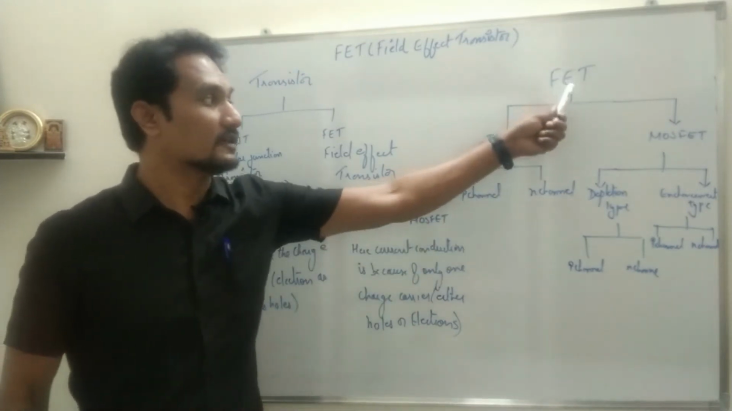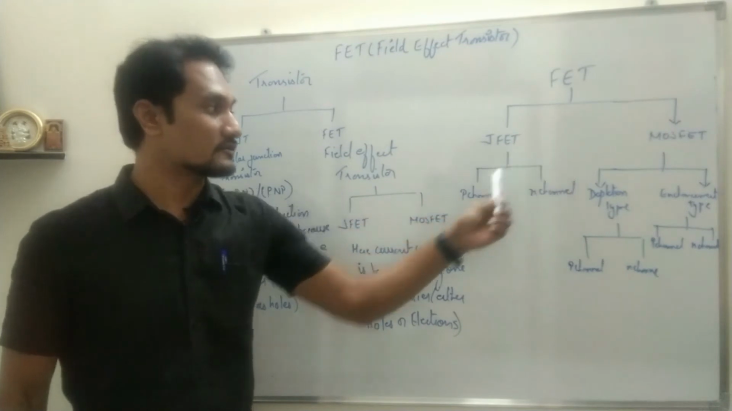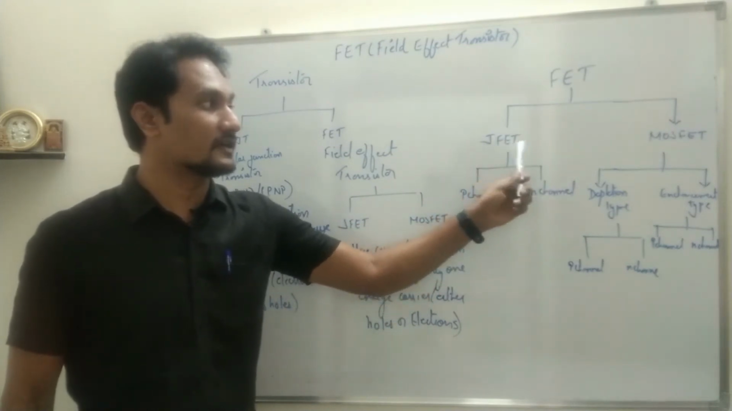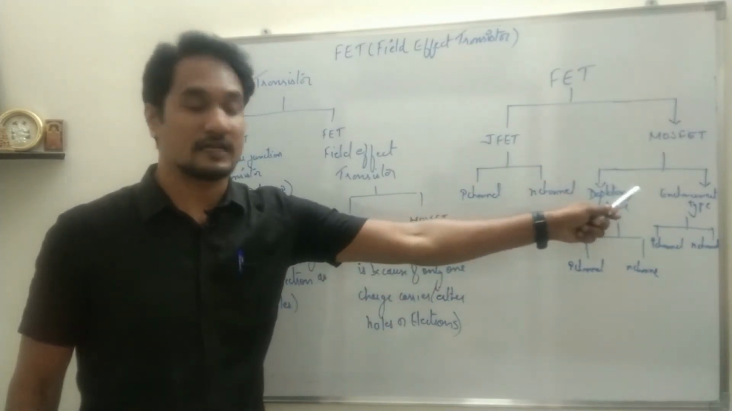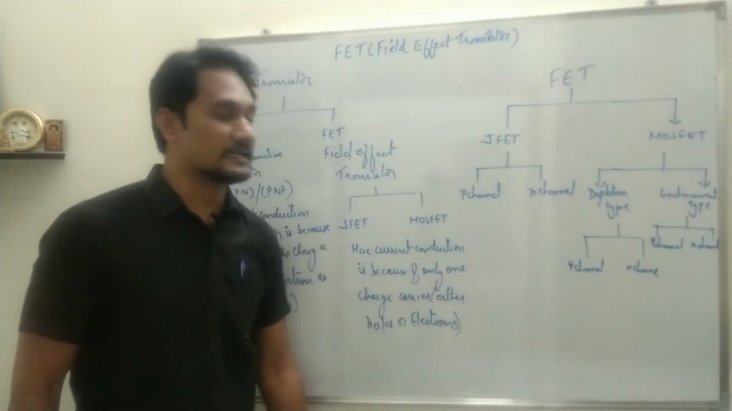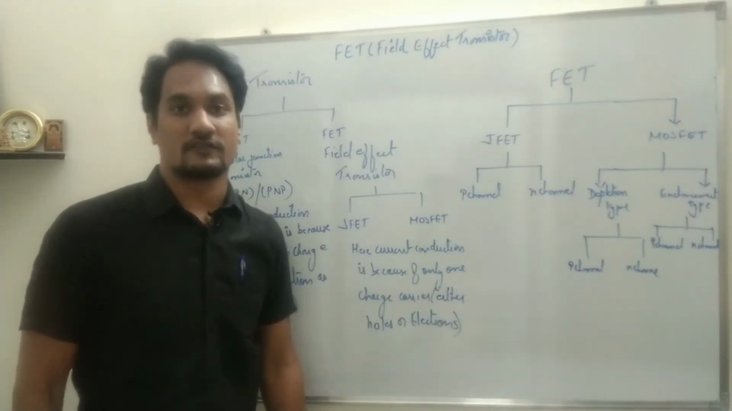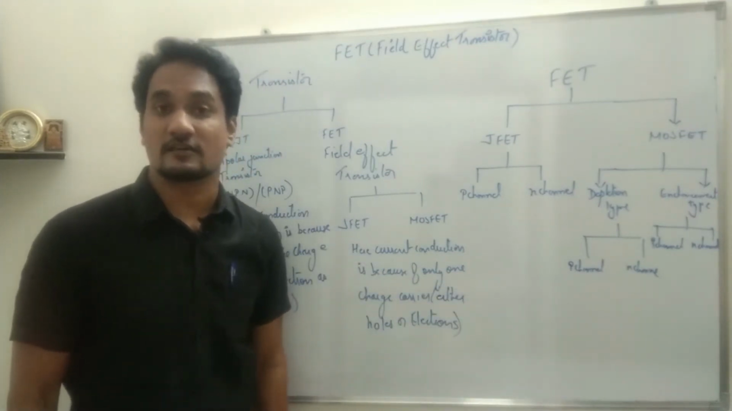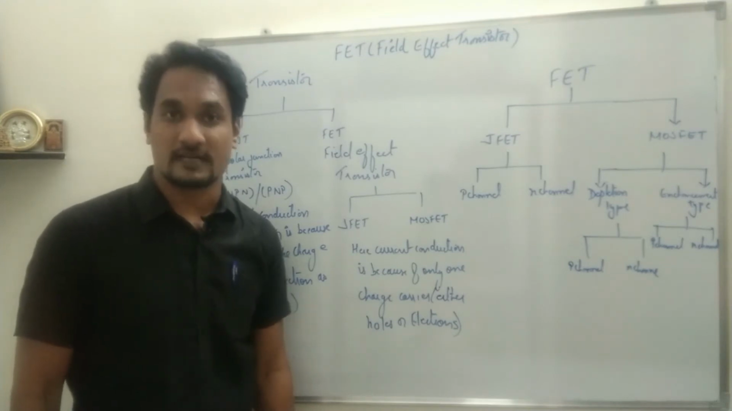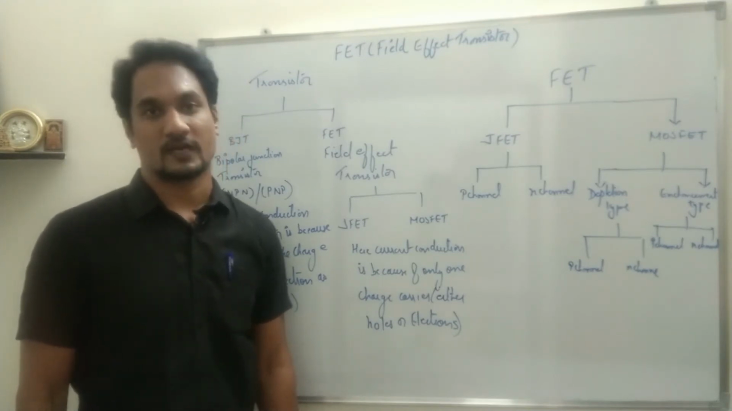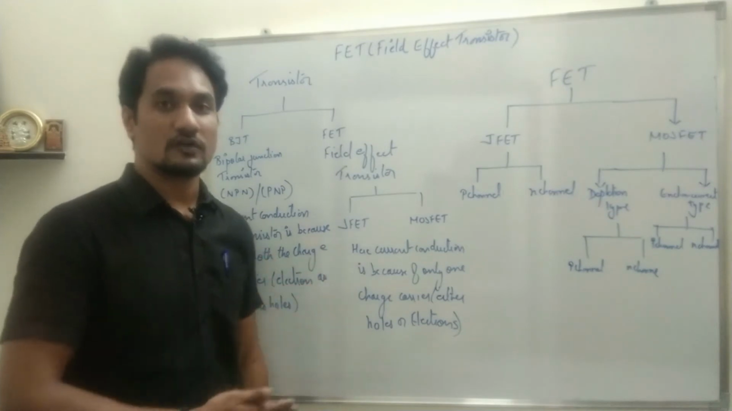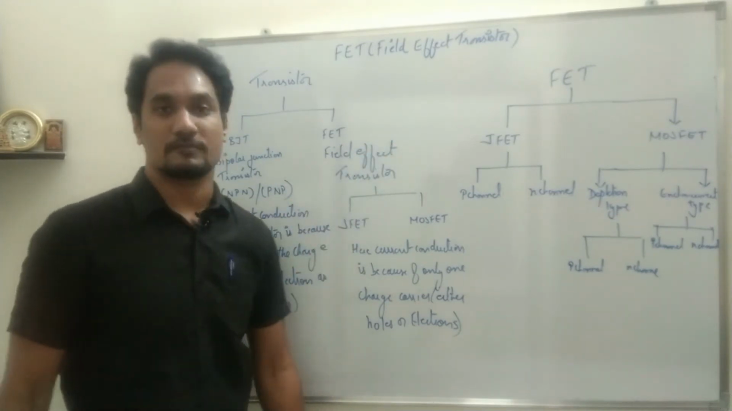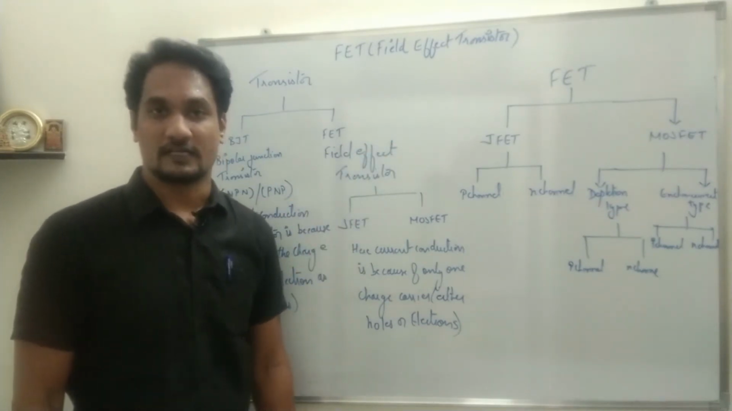We will start with understanding of FET, JFET, MOSFET, then P channel, N channel JFET, MOSFET depletion type, enhancement type, both P channel and N channel for each of them. So that is the basic objective of unit number 3. I hope whatever I have told you, the basic difference between BJT and FET, you have understood.